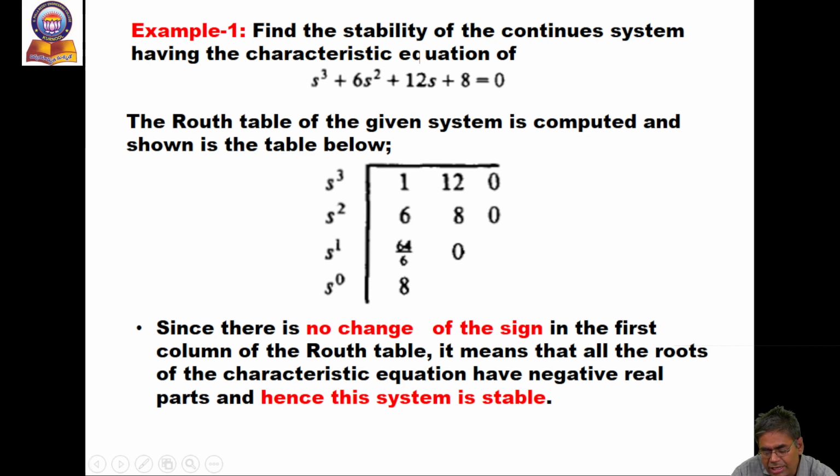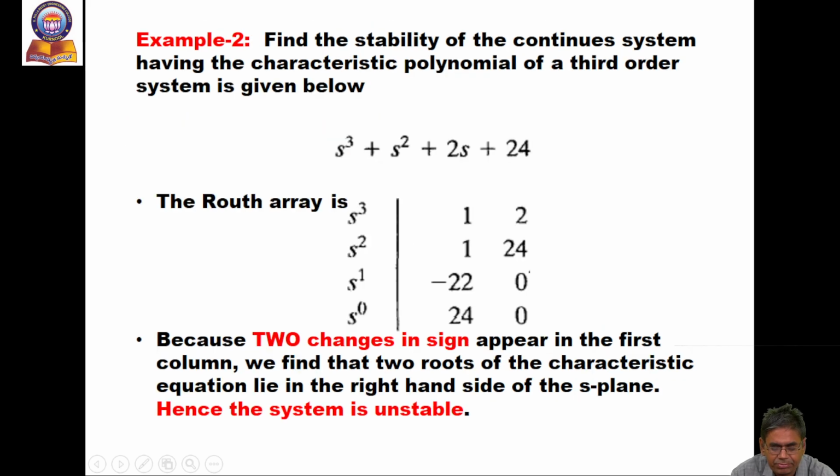Since there is no sign change in the first column of the Routh tabulation, it means that all the roots of the characteristic equation have negative real parts and the system is said to be stable. When all the roots are present in the left half of the s-plane, then the system is stable. So for example one, this system is stable.